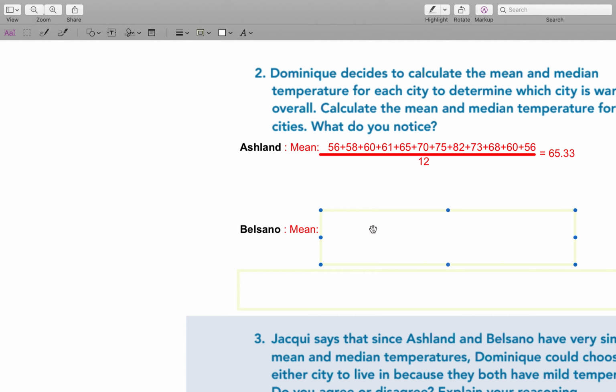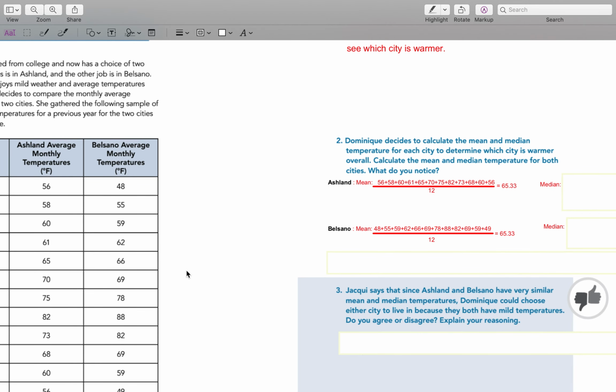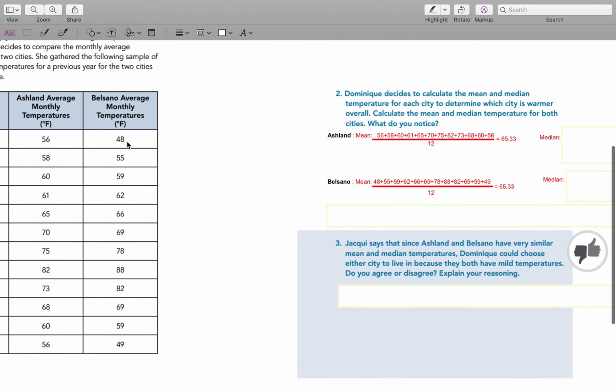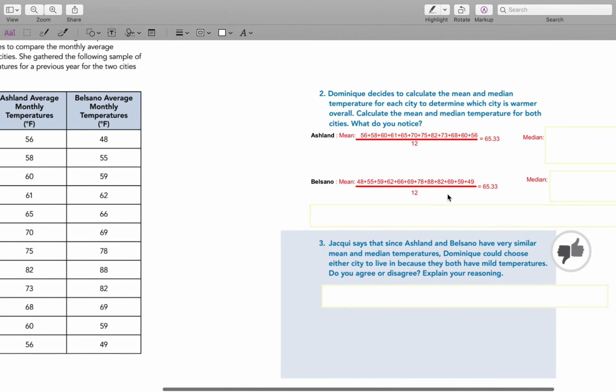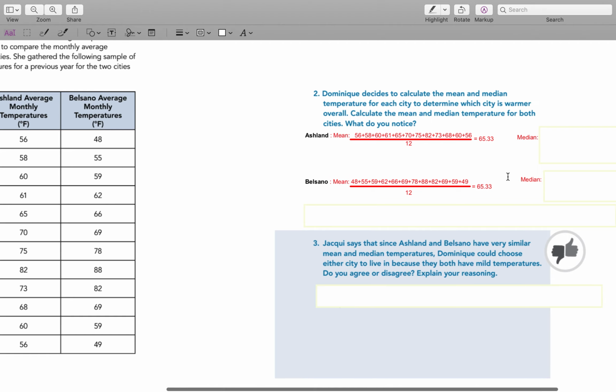So same thing. Bolzano starts with 48, 55, 59, and so on. So we're going to add these all up, all divided by, once again, there are 12 months in a year, and that's what we have in our sample data right here, 12. So add them all up, divide it by 12, you get 65.33. Since Dominique is trying to compare which city is warmer, just calculating the means doesn't really tell us anything because they're both the same. So let's move on to the median.